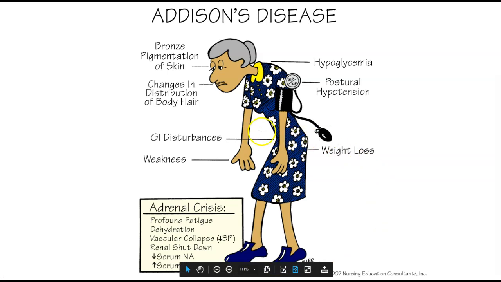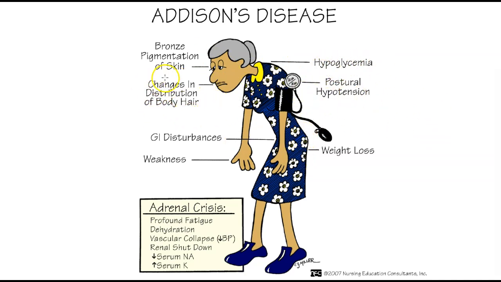So as you can see here, this is a person experiencing Addison's disease. So they have this bronze pigmentation of the skin. So as we can recall, the adrenocortical steroids or the adrenal glands sometimes affect the pigmentation of the skin. So as you can see, this is the bronzing of the skin. Sometimes it can cause hypoglycemia. They have postural hypotension, so the drop in blood pressure from changing positions.